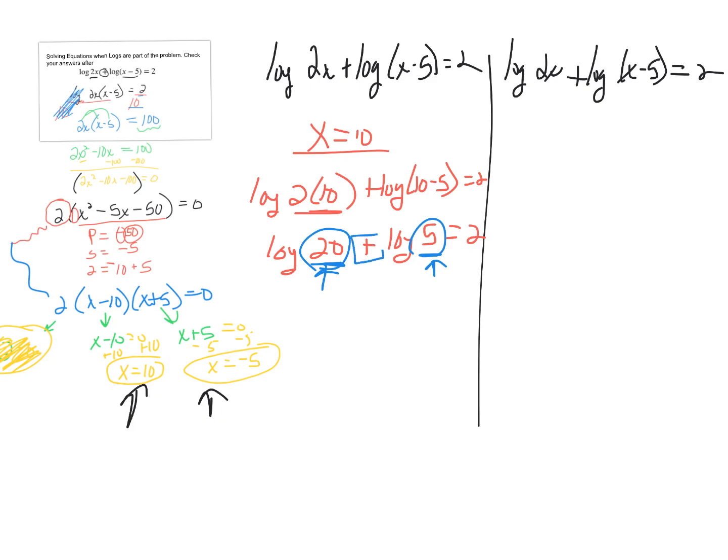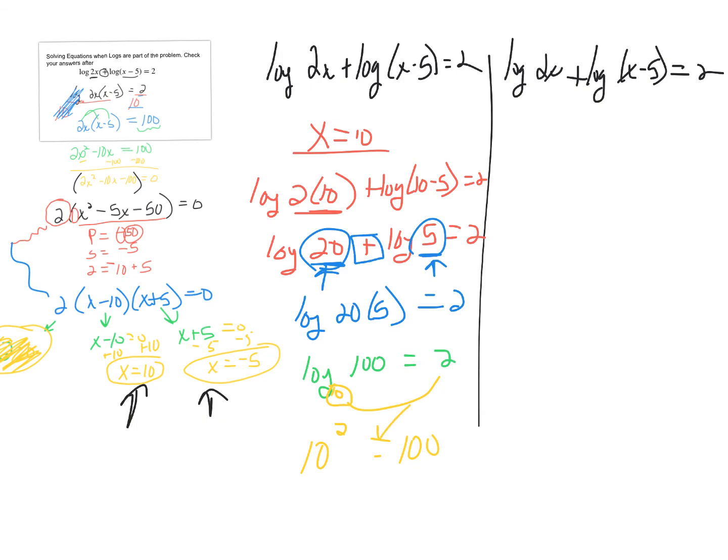So now with the plus here, I'm going to put this together as log of 20 times 5 is supposed to equal 2. So here, now put it together, log of 100 is supposed to equal 2. And now I'm going to do my logarithmic loop-de-loop because I have base 10, because I couldn't see the base here. So I'm going to do, is 10 squared equal to 100? And the answer is yes. 10 squared is 100, so we know we're good. Okay, so this is a good answer. x equaling 10 is okay.